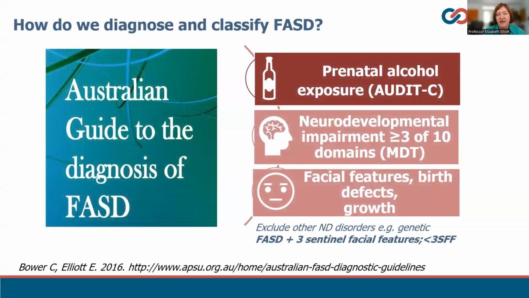We diagnose fetal alcohol spectrum disorder by getting a very detailed history about alcohol exposure during pregnancy and by using a multidisciplinary approach to determine whether there is neurodevelopmental impairment. And of course, we look for the physical features, even though they may not be present. Next slide.